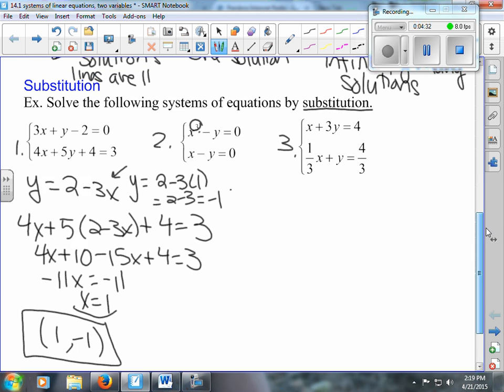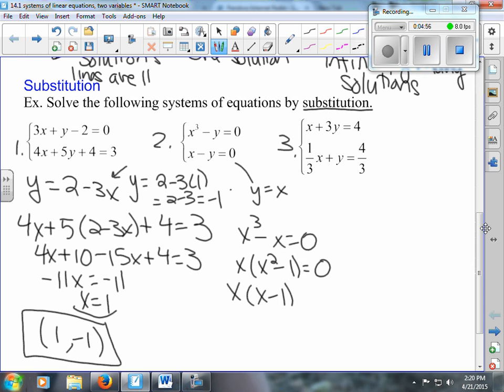All right, on this second example, I have a cubic, like I was mentioning. And so how is that going to work out? It's going to be just fine. I'm going to solve this second equation for y equals x. And then I'm going to plug that into my first equation. And so now I just don't have a line to solve. I have a cubic, but that's okay. I can factor this. There's a common factor of an x. And now I have a difference of squares that will factor as well.